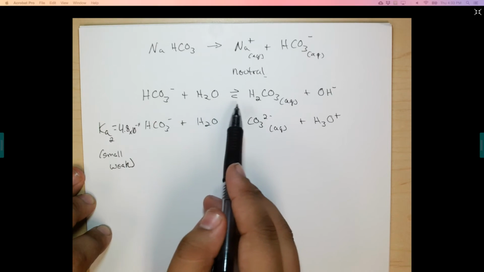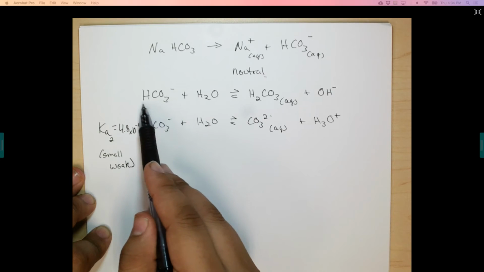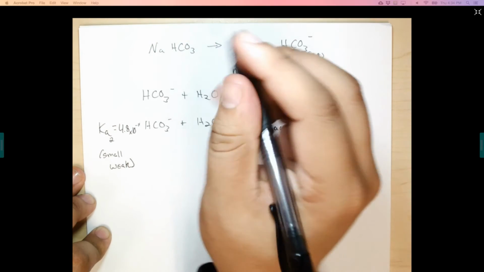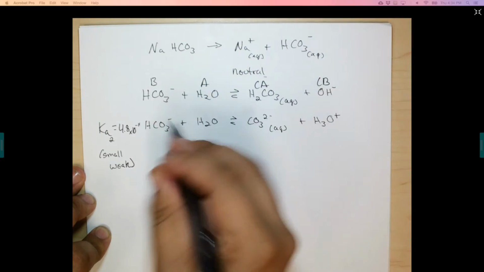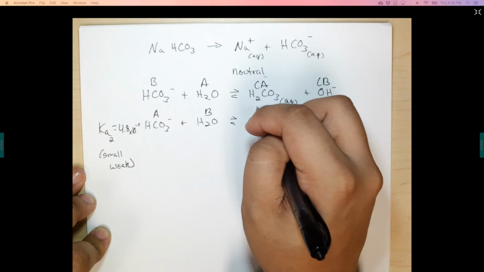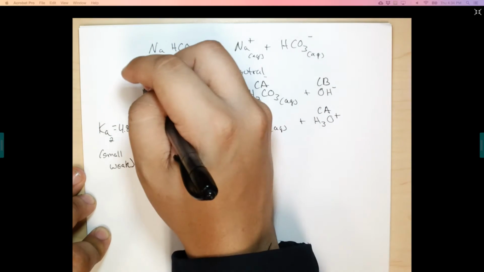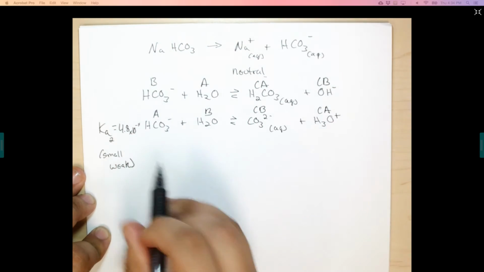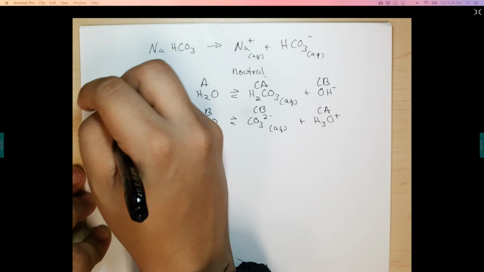Now, to know the Kb for this, because this is a basic situation, we see a conjugate base here, and here is bicarbonate as an acid: acid, conjugate base, base, conjugate acid. So here it is acting as a base, and here it is acting as an acid. We need to relate the Ka of bicarb to the Kb of bicarb. And how can we determine that?